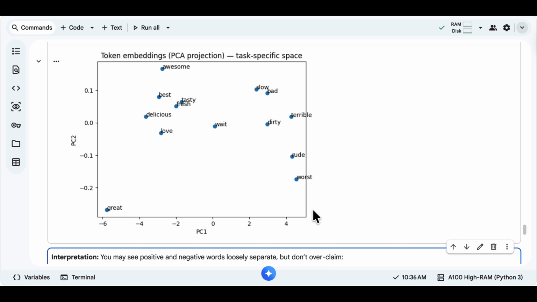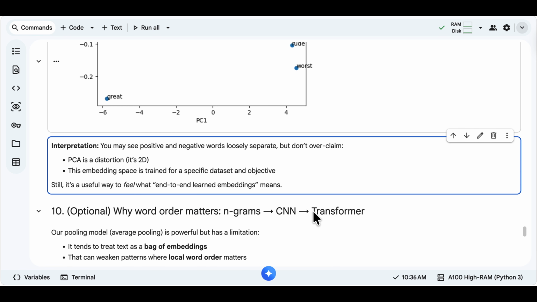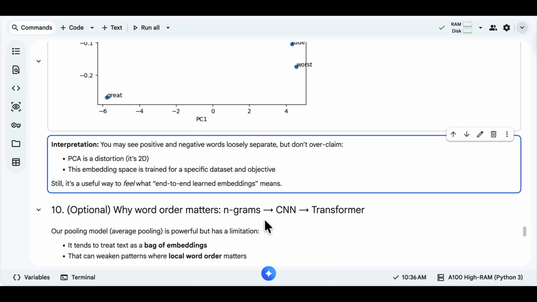This is not a formal market map, but it is a useful visual reminder that the model has learned a structured task-specific geometry. This caution matters. A 2-dimensional projection always distorts the original high-dimensional space, and these embeddings were trained for one dataset and one prediction objective.